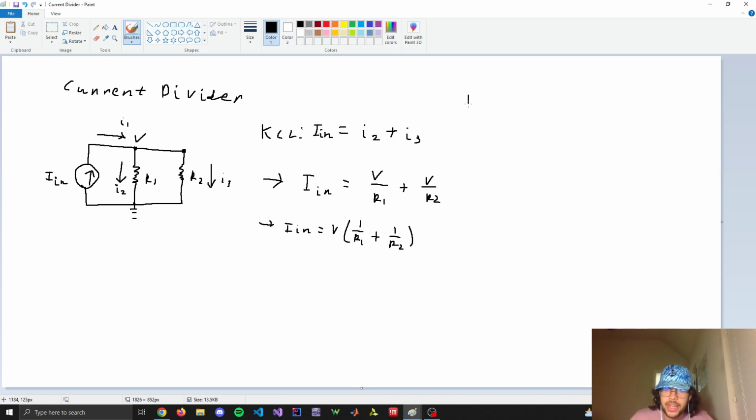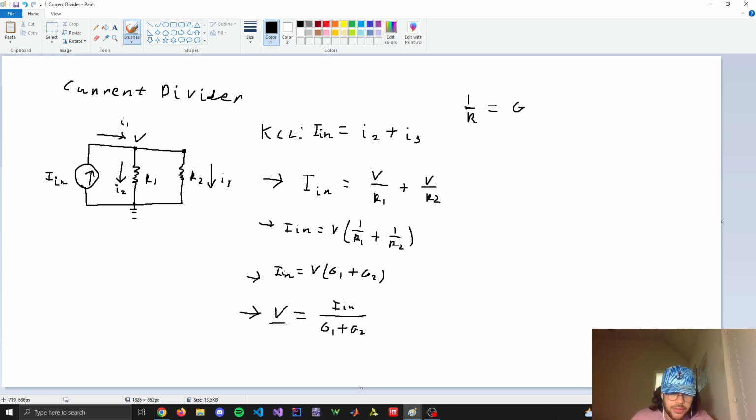And we can use the fact that 1 over R is also called the conductance, which is usually denoted by G. So 1 over R1 I'll replace with G1, and 1 over R2 is going to be G2. So IN is equal to V times G1 plus G2. And now I'm going to solve for V. So V is going to be IN over G1 plus G2.